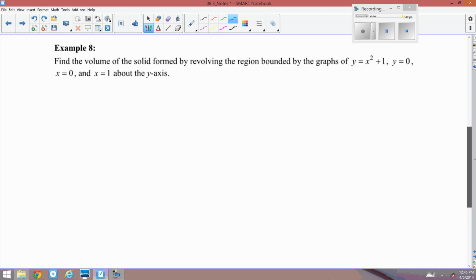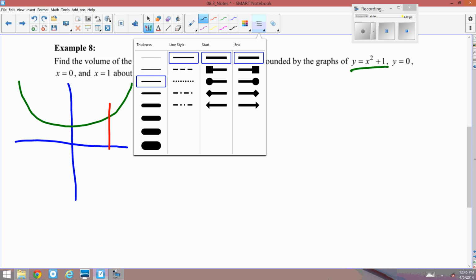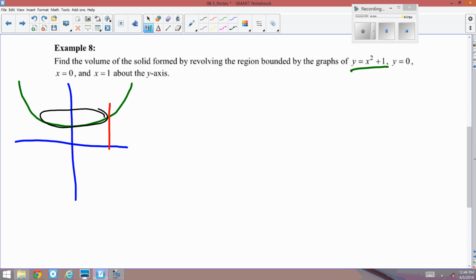All right, so we're going to do the one from example 7 again, but this time we're going to set it up a little bit differently. So we have y equals x squared plus 1, y equals 0, x equals 1 there. What we're doing now is making these infinite little shells. Down here will be a little shell, and then we'll put another one around it and another one around that, and we're building this like a big old roll of toilet paper.